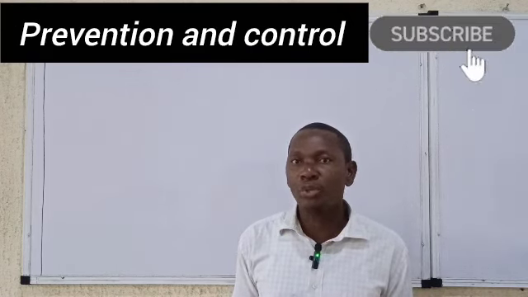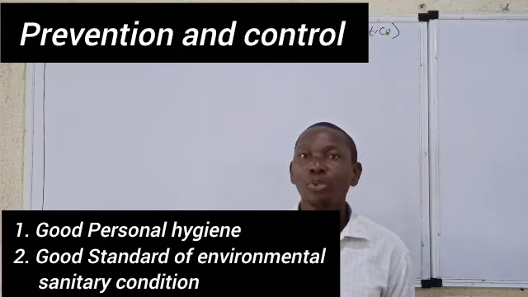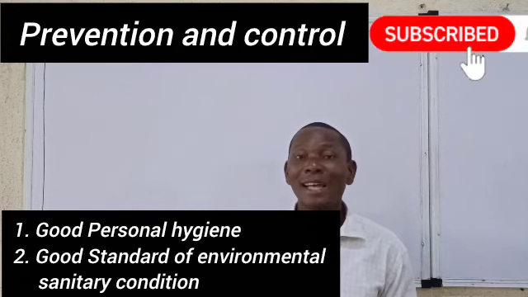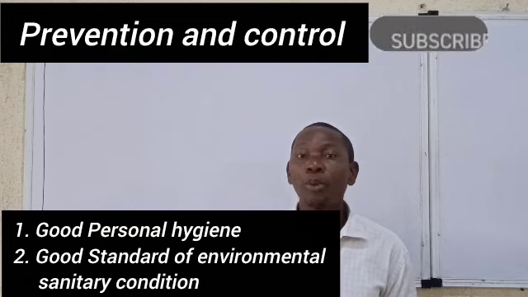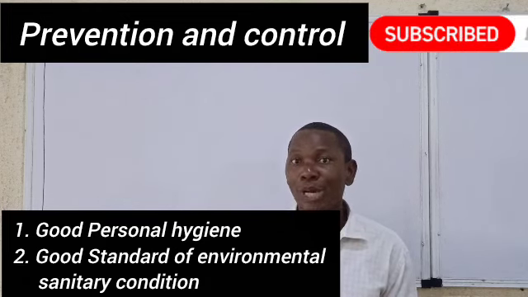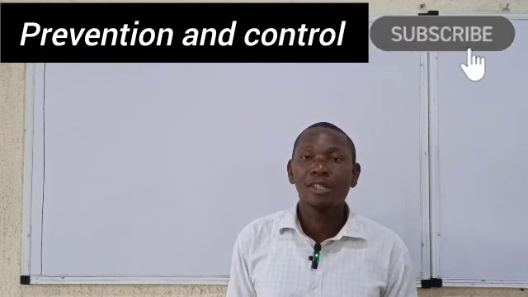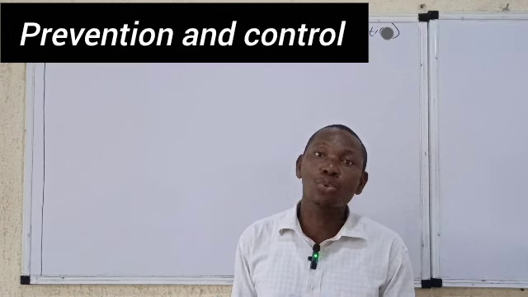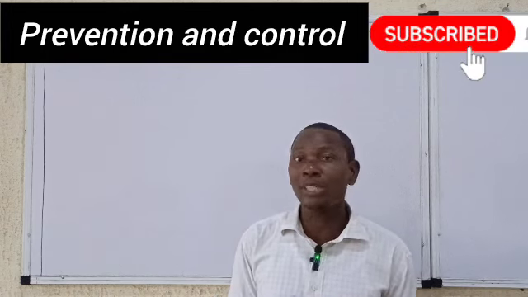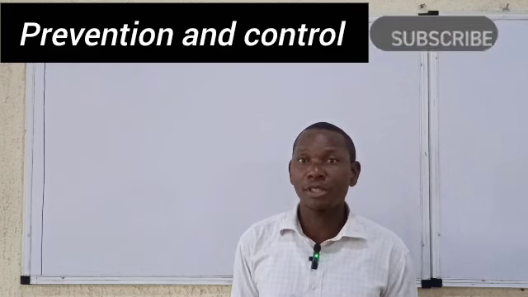What is the prevention and control? How do we prevent or control this disease? Note, the most important thing is personal hygiene, environmental hygiene, and public health awareness on how this infection can be transmitted. Note that ensuring good sanitation in terms of your food and water will reduce the spread of this disease.